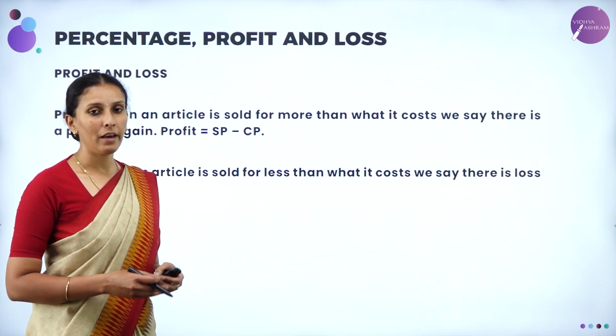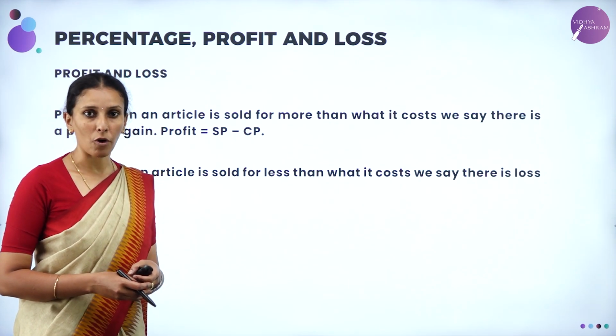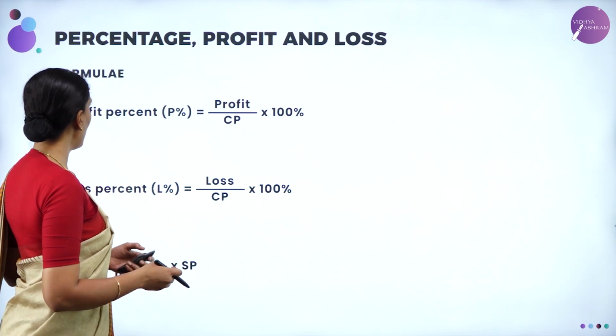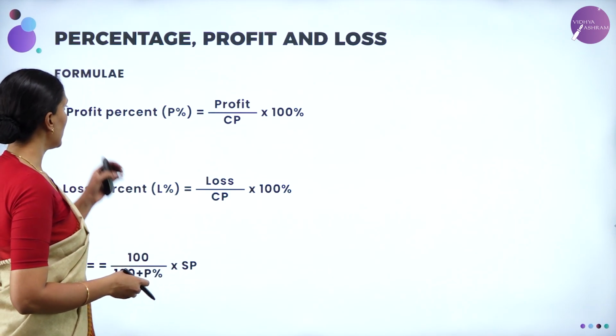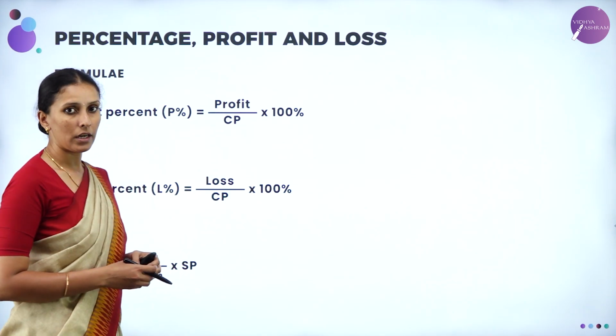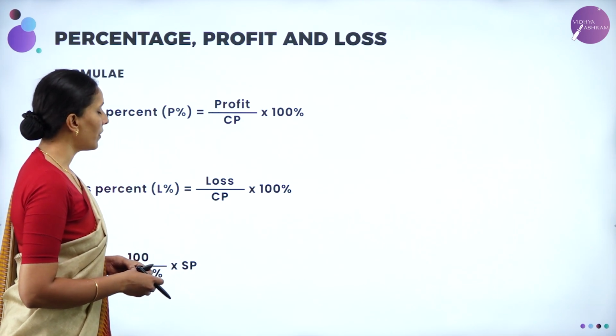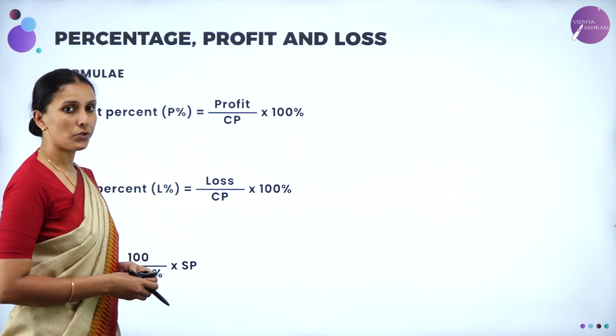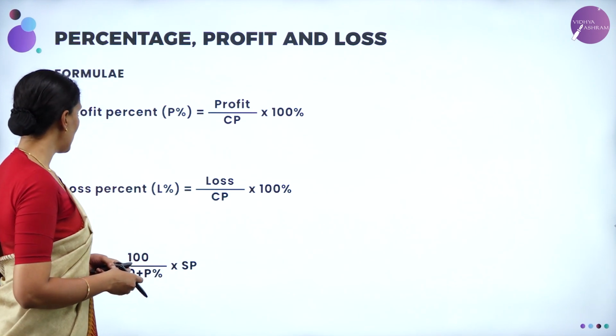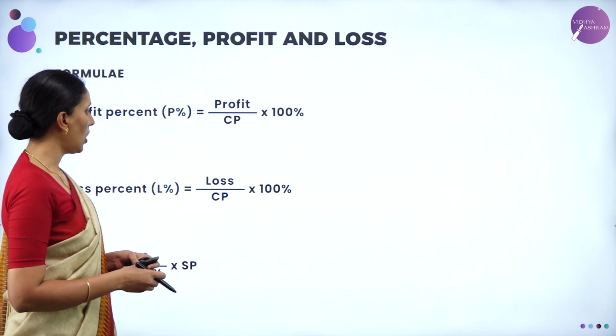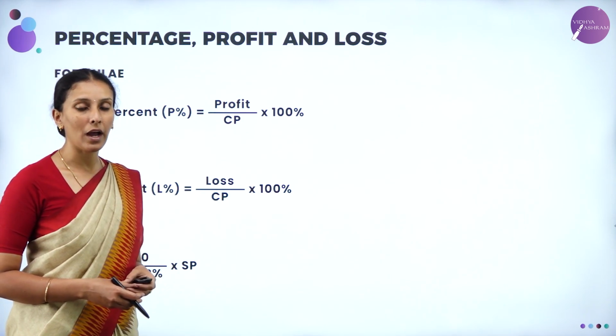There are a few formulae related to the cost price, selling price, profit and loss. If you want to find the gain percentage or profit percentage, it is always profit divided by cost price into 100%. Next, the loss percent is always given by loss divided by CP into 100%.